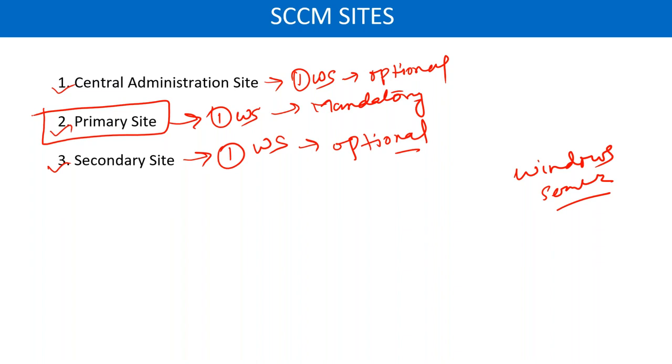So these are the three sites in SCCM, and we will discuss these sites in the next slides. But for now, understand that the first one and the third one are optional, but the second one, the primary, is the mandatory one. You have to have a primary site. Without a primary, you cannot manage devices.